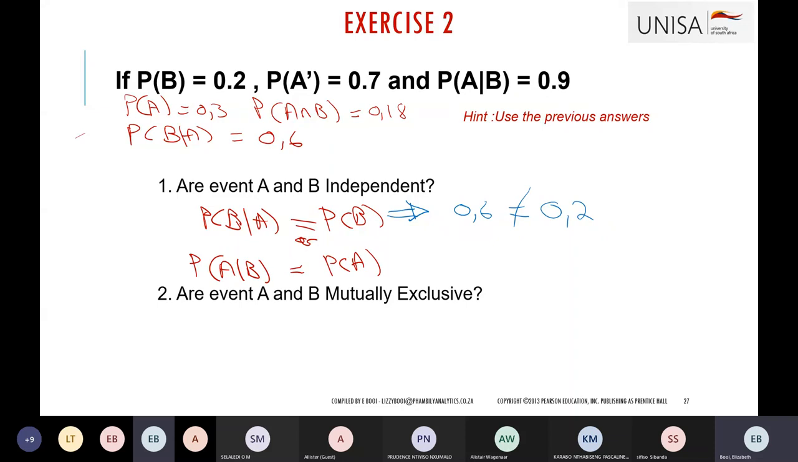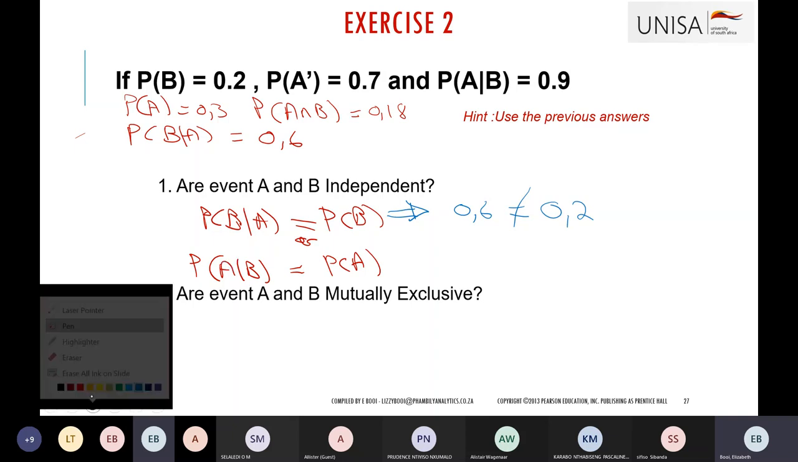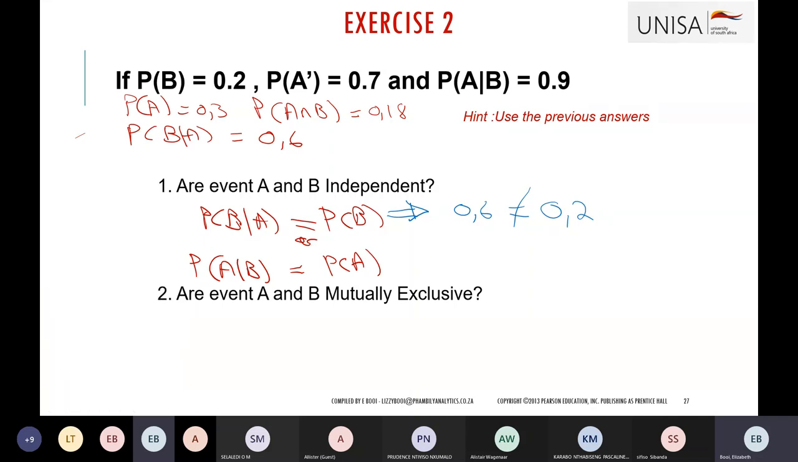A and B are not independent, because the probability of B given A is not equal to the probability of B. You can do the same with the probability of A given B, because in the exam you don't have to do two of them. You can choose one of them, but you will get the same answer.